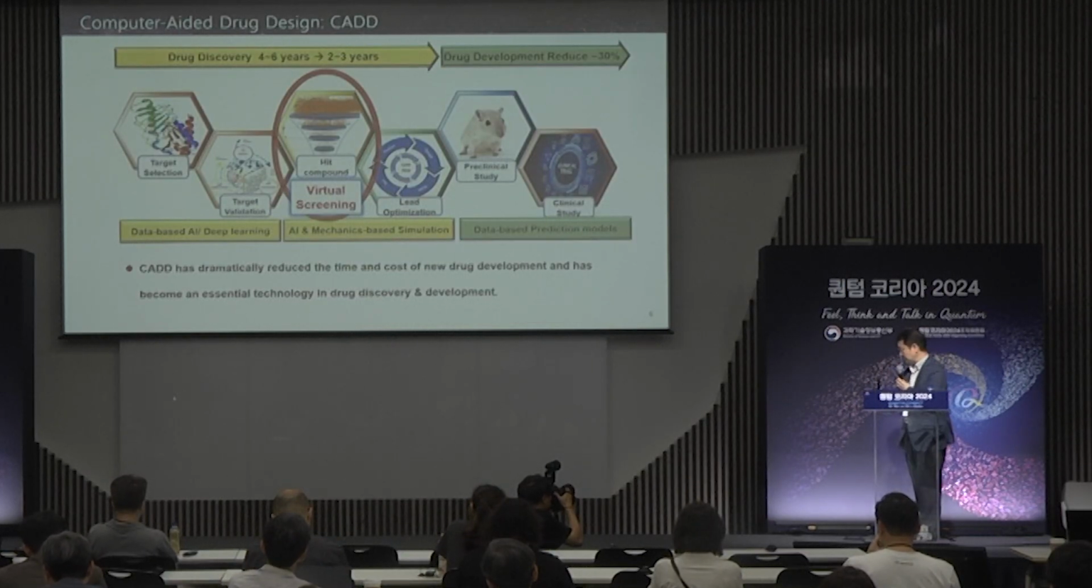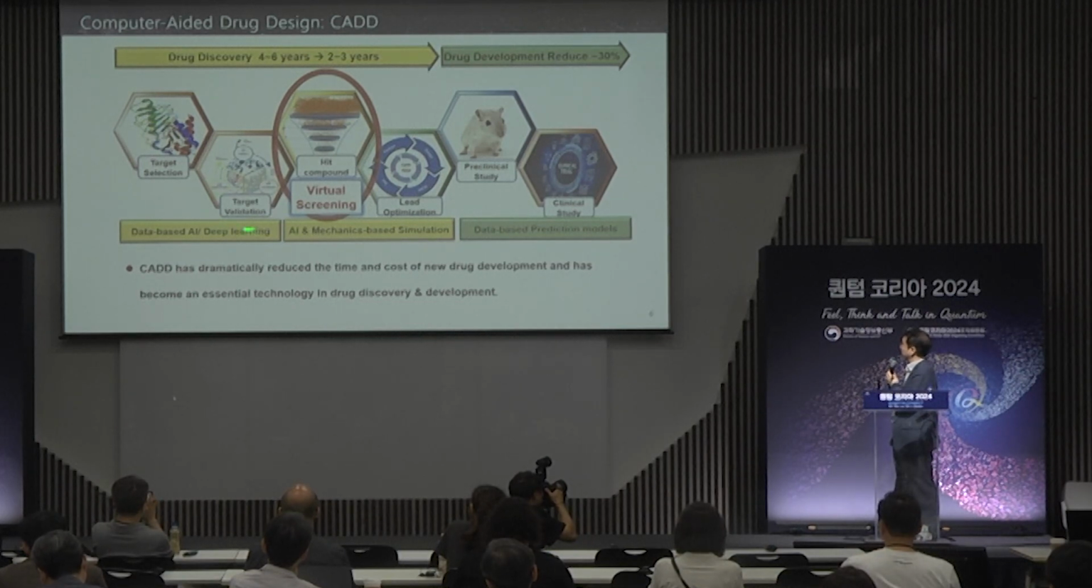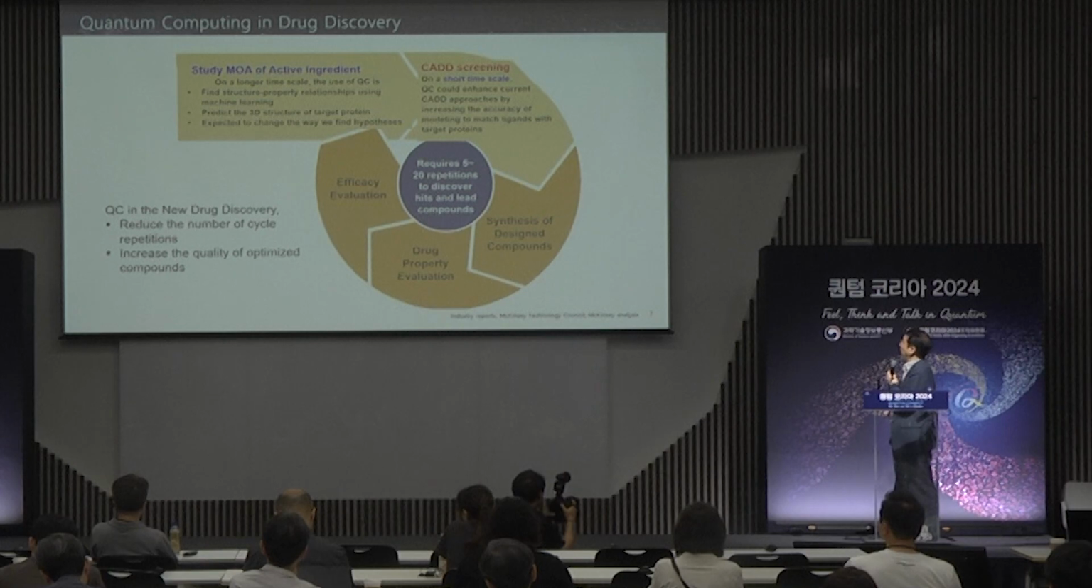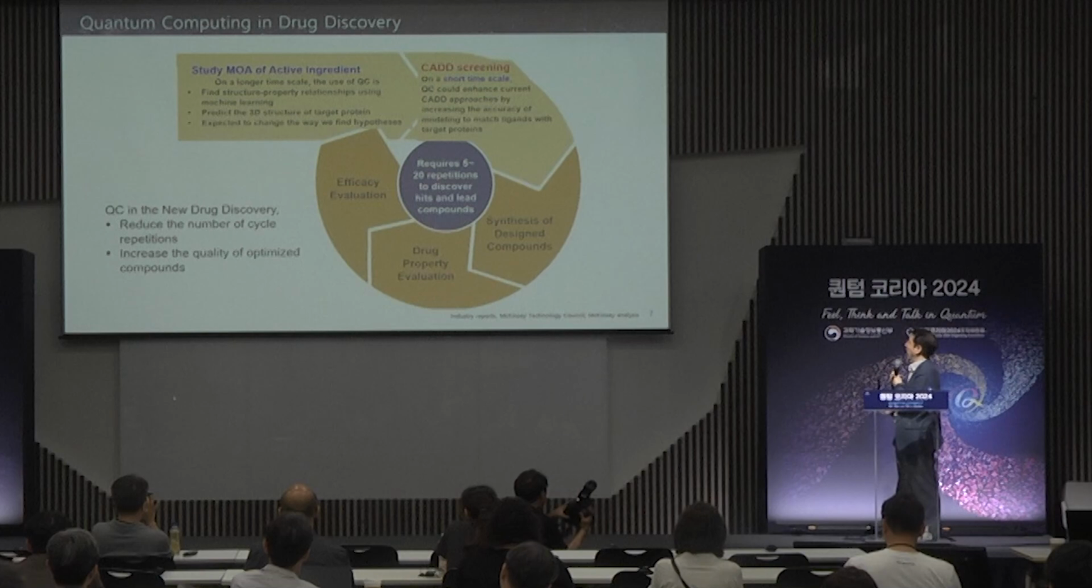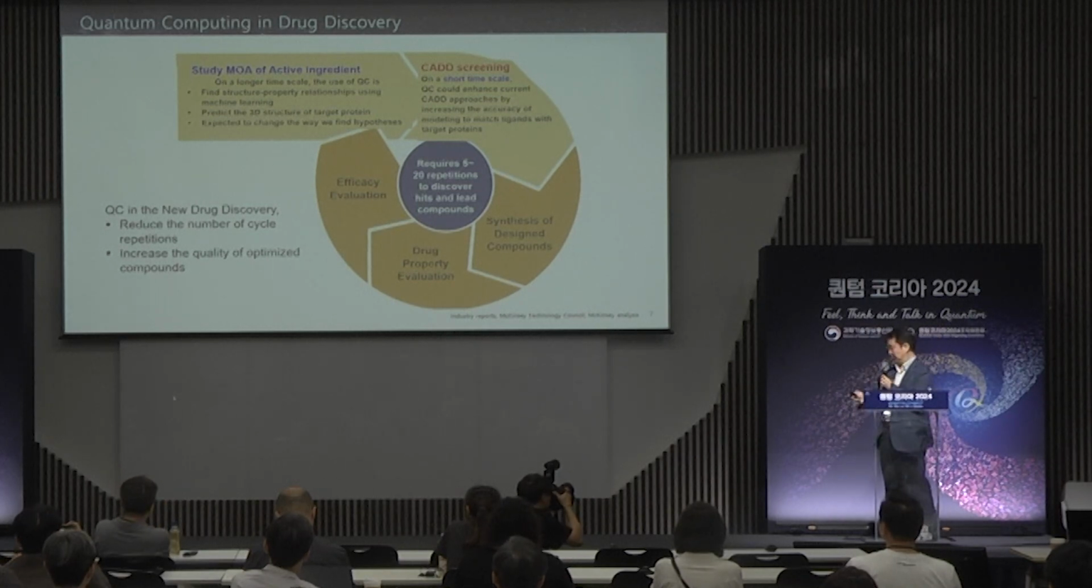This is the drug discovery procedure. There are many points where we can introduce CAD techniques, but this time I want to introduce virtual screening for finding a hit compound. Actually, this is a report from McKinsey. They said that there are many procedures for drug discovery, but especially this part, finding hit compounds, is the most useful at this moment for using a quantum computer.